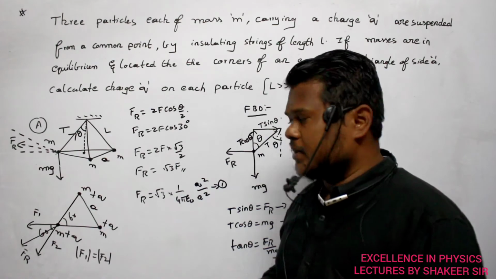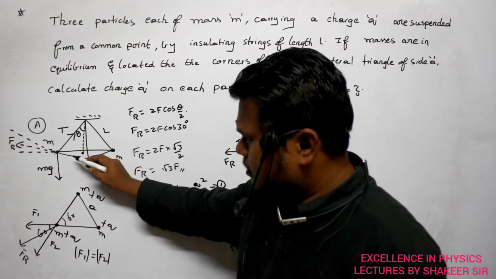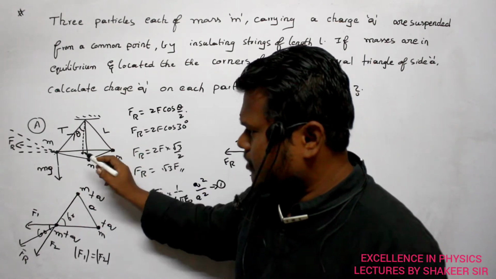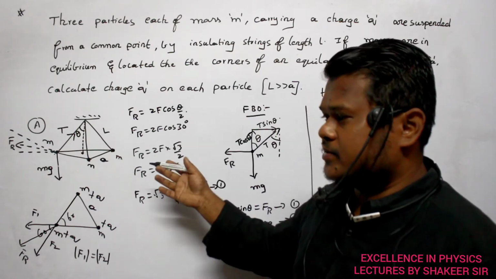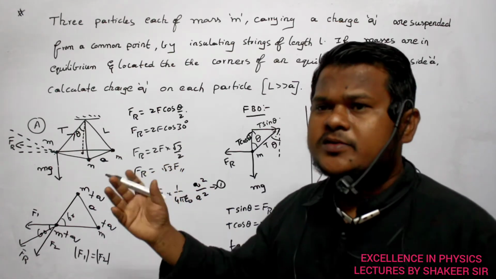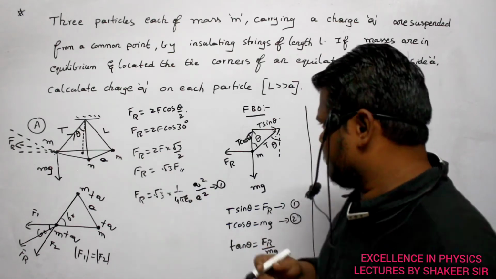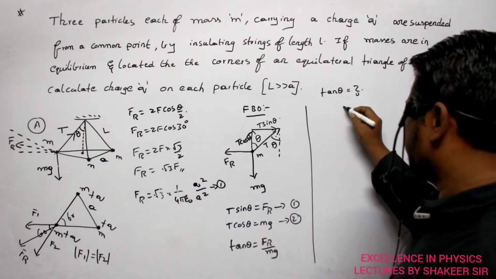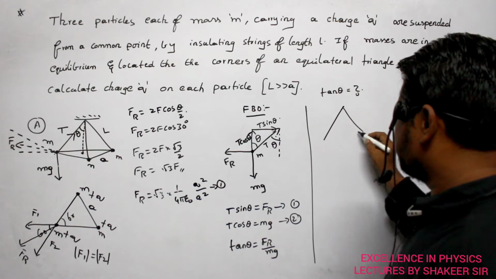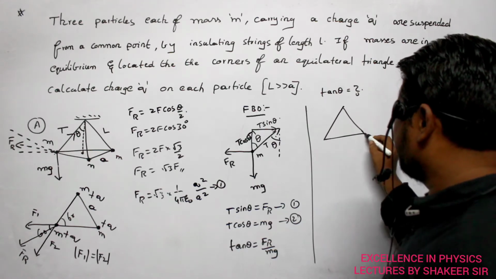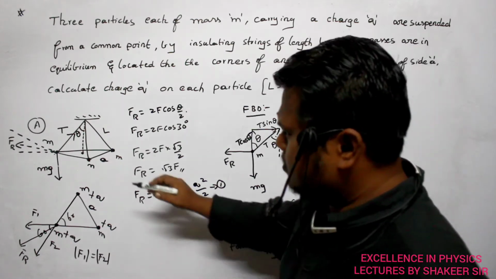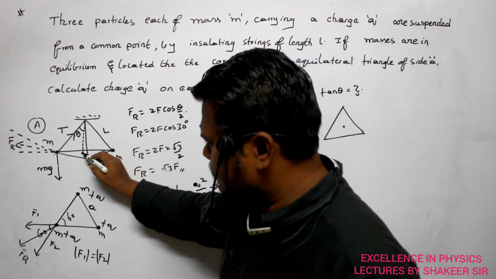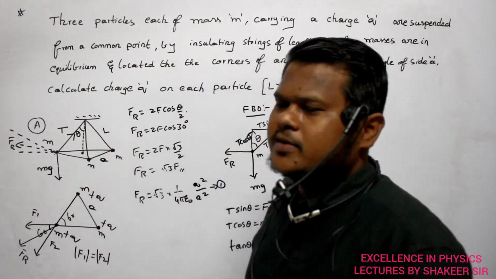Any idea, ma? This vertical line touches this equilateral triangle at which position? It touches at the center of the triangle. Center of the triangle is nothing but the centroid of the triangle. So if I draw a diagram, if this is an equilateral triangle, the centroid will be here. So this vertical line touches this equilateral triangle exactly at the centroid.